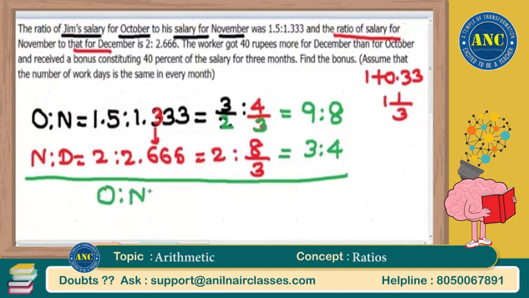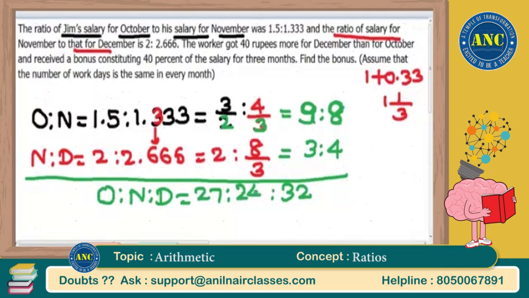October is to November is to December. 9 into 3 is 27. 8 into 4 is 32. 9 is becoming 27, multiplied by 3. 8 also multiply by 3.